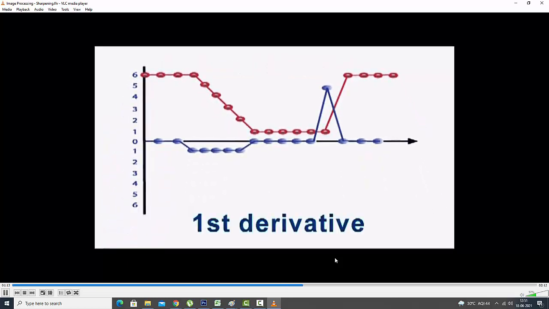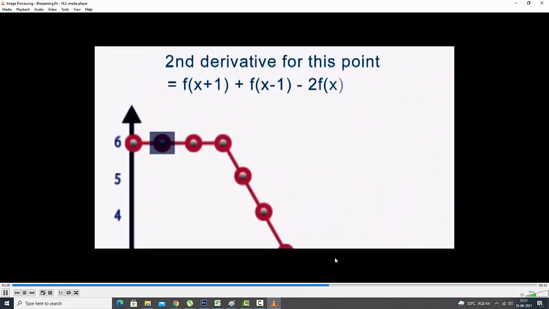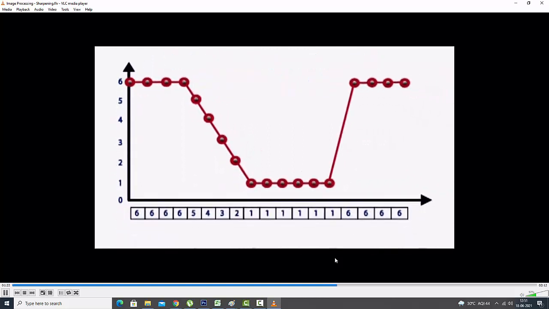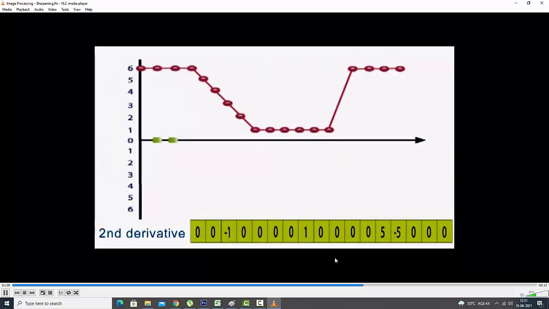So now the first derivative is completed. Now there is the second derivative. Second derivative from this point is computed by this equation. After completing the second derivative, we got this result. So they have not shown how they have got the result. So let them plot it.